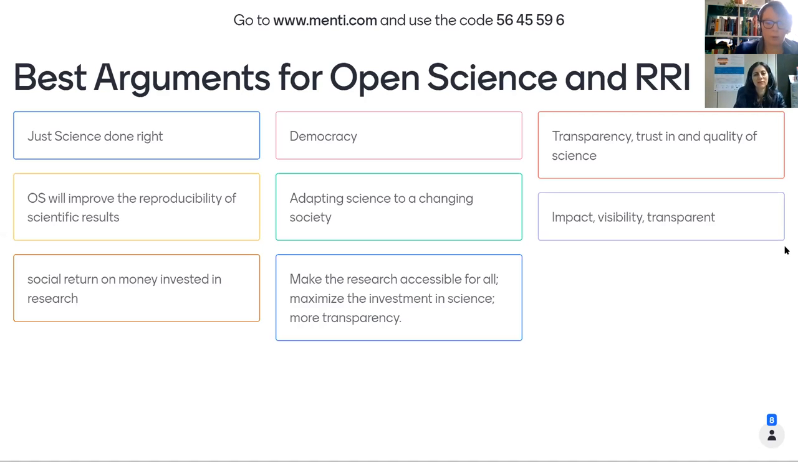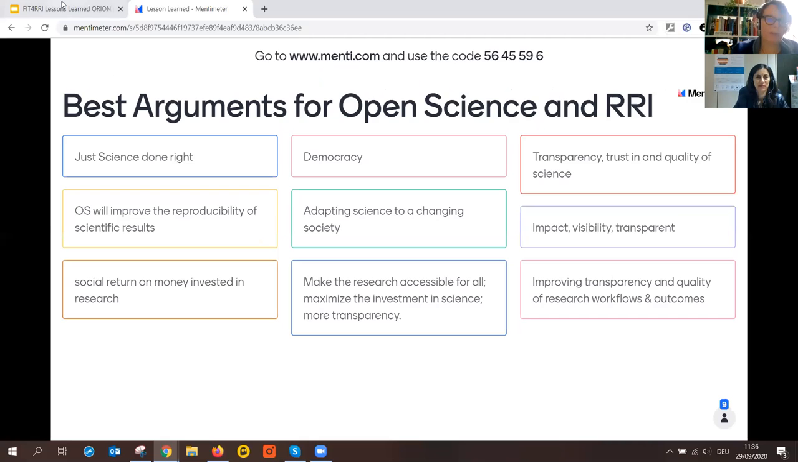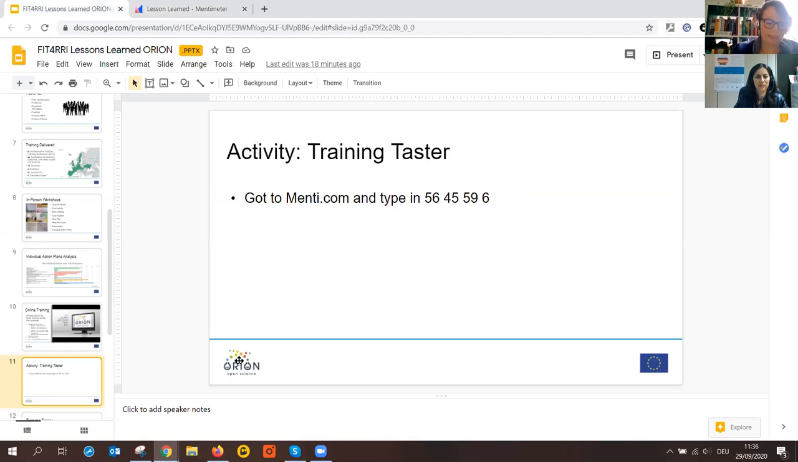So I'll take one more and then I will get back to the presentation because there were a couple more things I wanted to say very quickly. There we go, 9, perfect. It's nice and symmetrical on my screen. Improving transparency and quality of research workflows and outcomes. That's excellent, yeah. As I said, that would be an adaptation of the role play exercise. So let me just present.